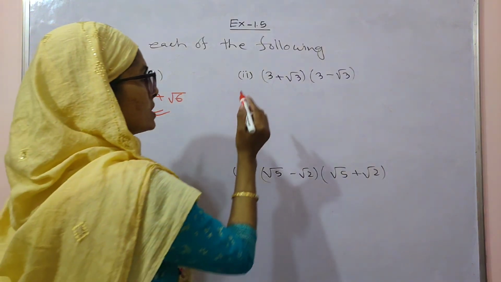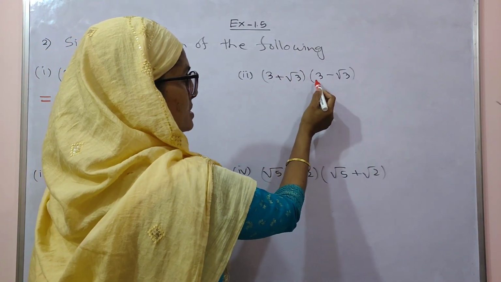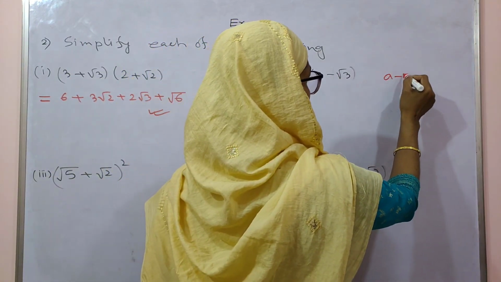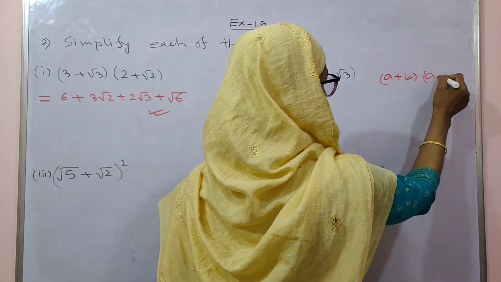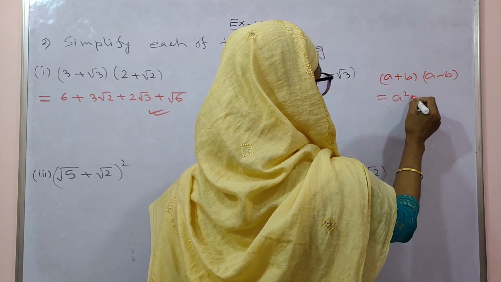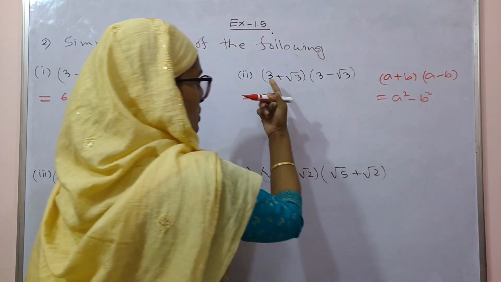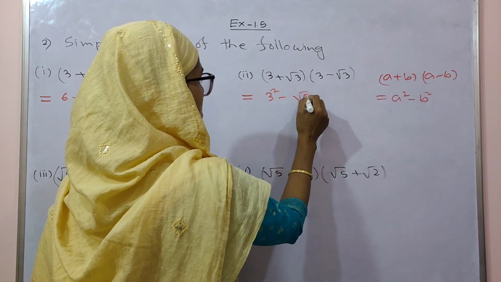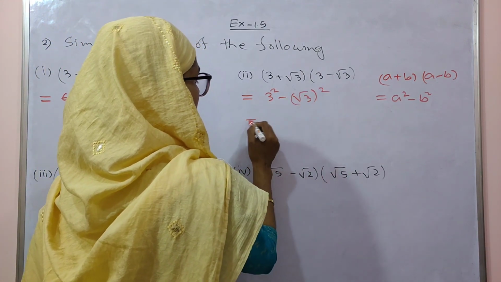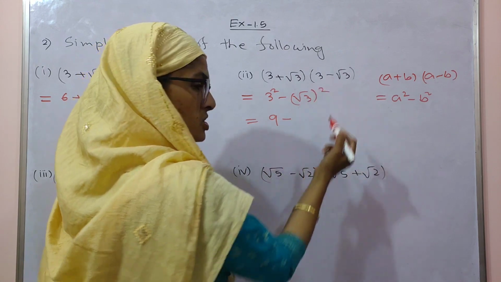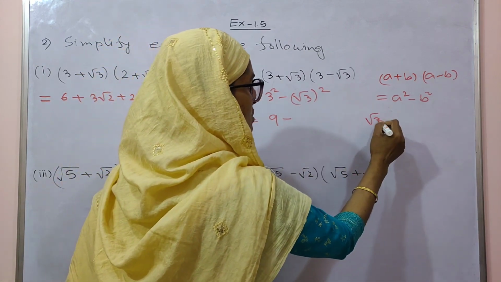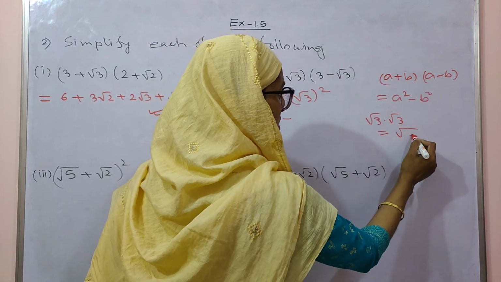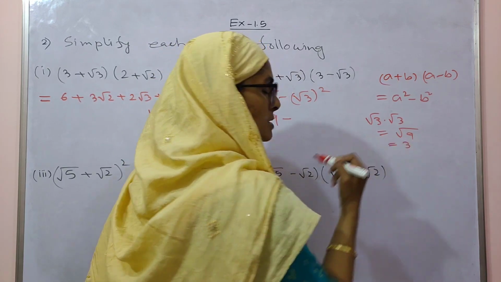Next, 3 plus root 3, 3 minus root 3 multiply. You know the formula a plus b, a minus b equals a square minus b square. So we can write 3 square minus root 3 square. 3 square means 9. Root 3 square means root 3 into root 3, that means root over 3 3s are 9, that means you can write simply 3.